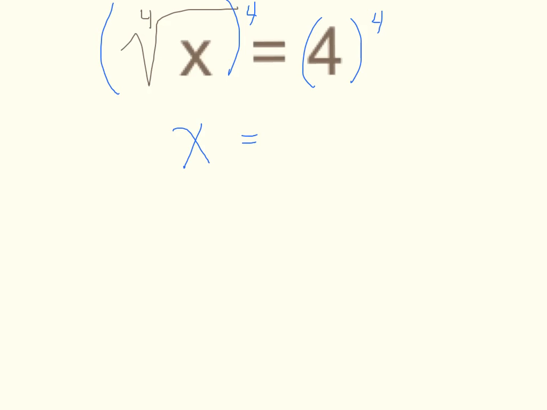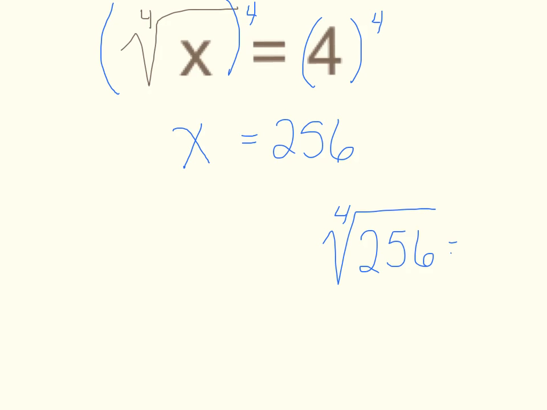And 4 to the fourth power, 4 times 4 times 4 times 4 is 256. If I wanted to check this out, I could use my calculator. The fourth root of 256 is indeed 4.